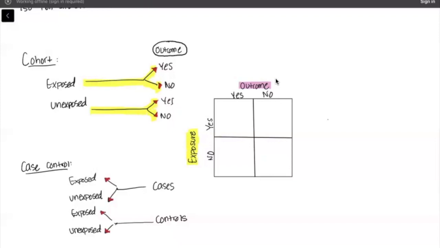If that didn't make sense, go ahead and pause the video and look up some Google images on diagrams showing the difference between retrospective and prospective, and that could really help to visualize the difference.